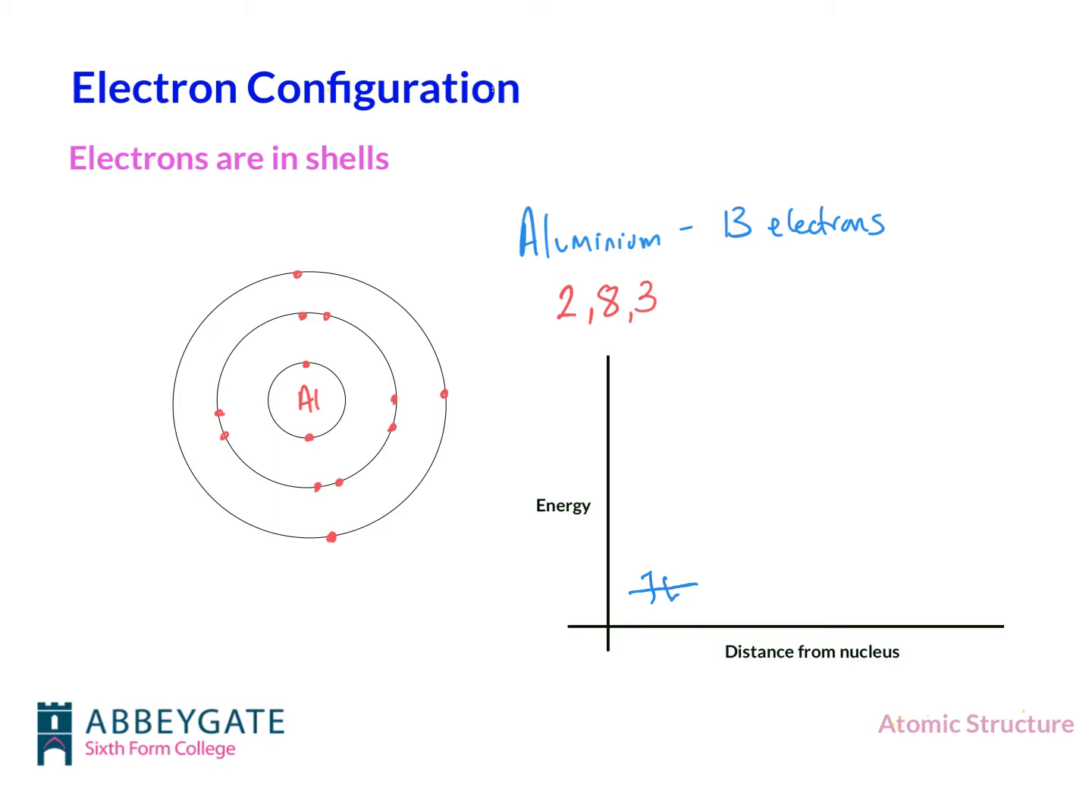Our second shell is further from the nucleus and higher in energy, so I'm going to draw a longer line here, and this one's got 8 electrons. 1, 2, 3, 4, 5, 6, 7, 8. And then I've got a third shell that's got 3 electrons, and this shell is further away from the nucleus and higher in energy. It's got 1, 2, 3. I'll use little single-headed arrows to show individual electrons, and we'll talk a little bit more about that on the next bit. So I'm going to look at this graph in a little bit more detail.